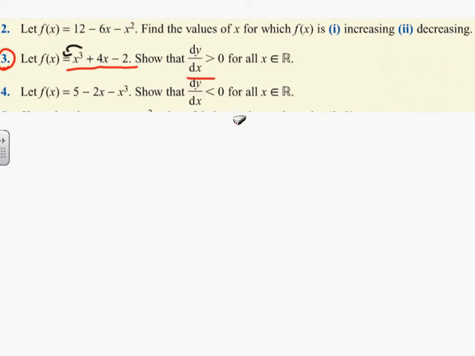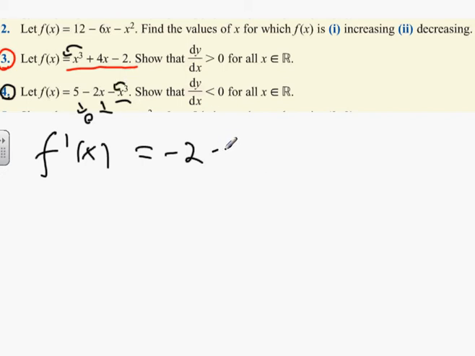Okay. Now look at this one here. Josh, can you differentiate question 4 for me? Question 4? When you differentiate 5, you get 0. When you differentiate minus 2x, you get minus 2. When you differentiate minus x cubed, the 3 goes to the front, so minus 3x squared. Okay. Now we have to prove that's smaller than 0. Can anybody tell me why this is always smaller than 0?